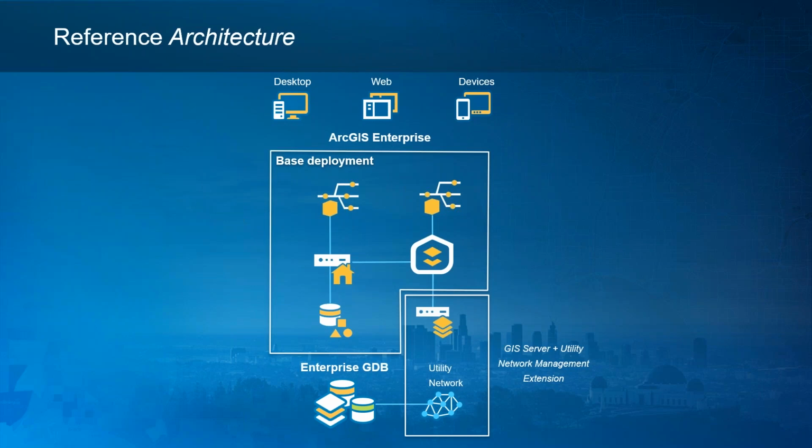Now, this also requires that you have an enterprise geodatabase. That is where your utility network will ultimately live, inside of this enterprise geodatabase. And then the functionality is exposed through servers and through services. And really what we recommend is that you have a separate GIS server to power the utility network, and that you license the utility network management extension on that GIS server or those GIS servers. And this enables you to scale out the needs for the utility network differently than you might scale out your ArcGIS Enterprise.